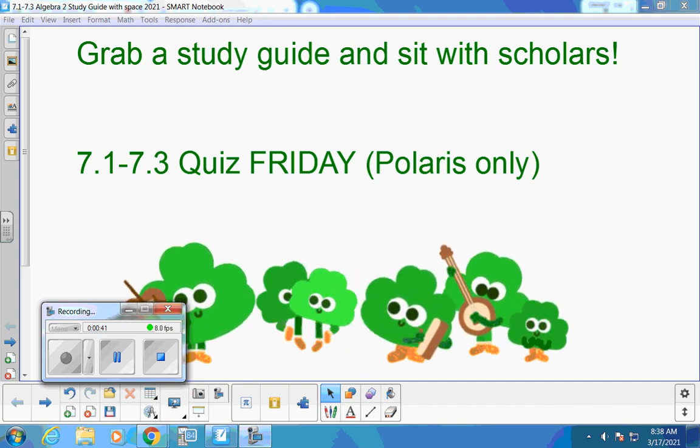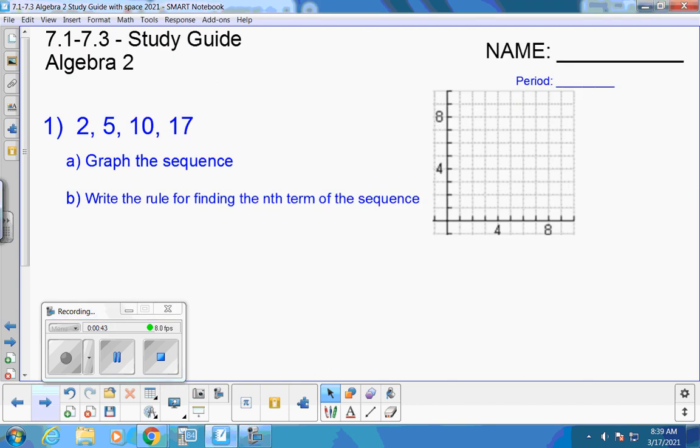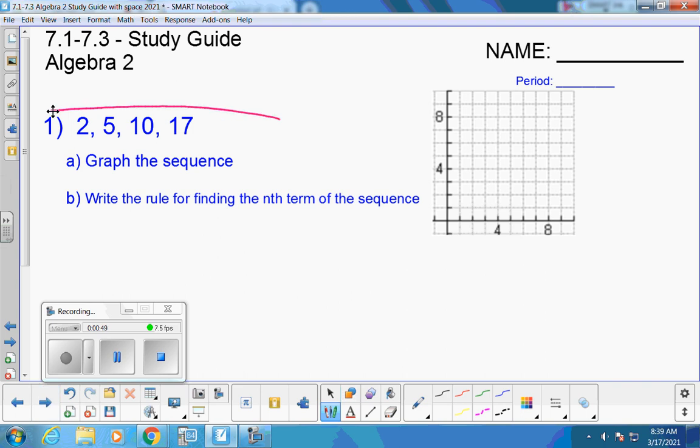All right. So let's start with number 1. We are being asked to graph the sequence. One piece of advice I have for you is just realizing that the numbers in the sequence are kind of like the y values or the range. And the numbers that are invisible above them, you have to assign. That's the x value or the domain.